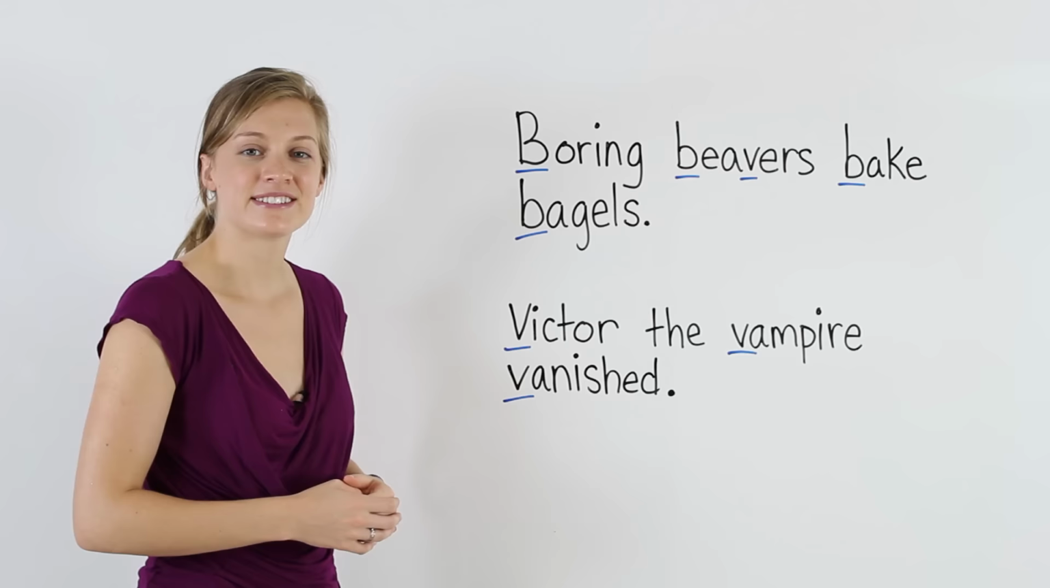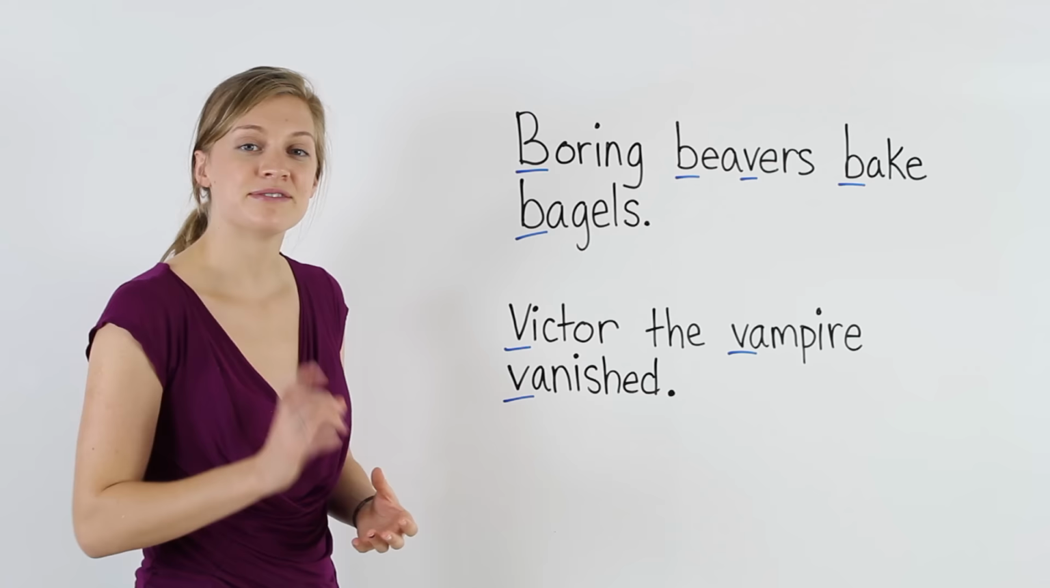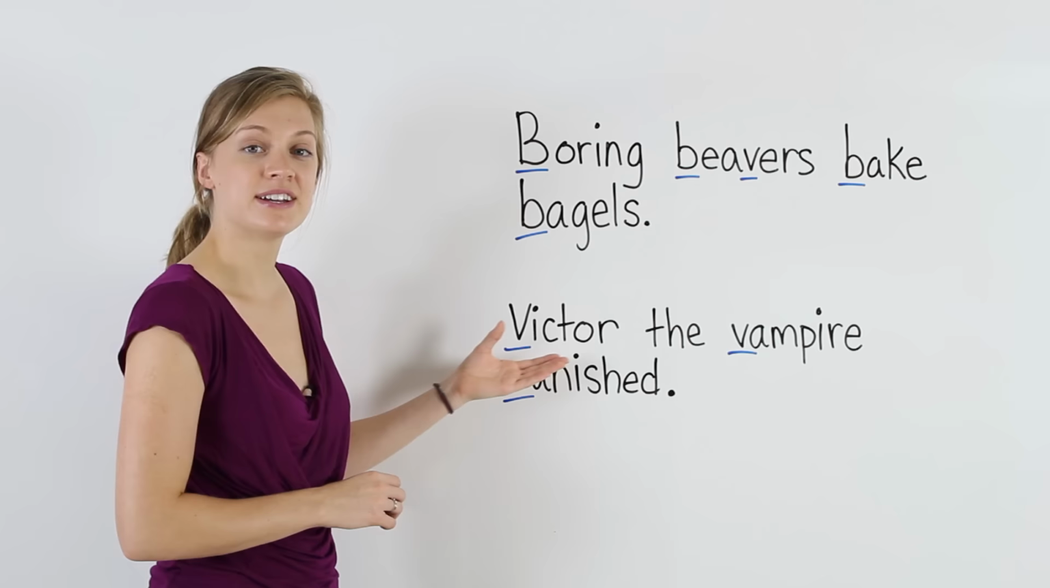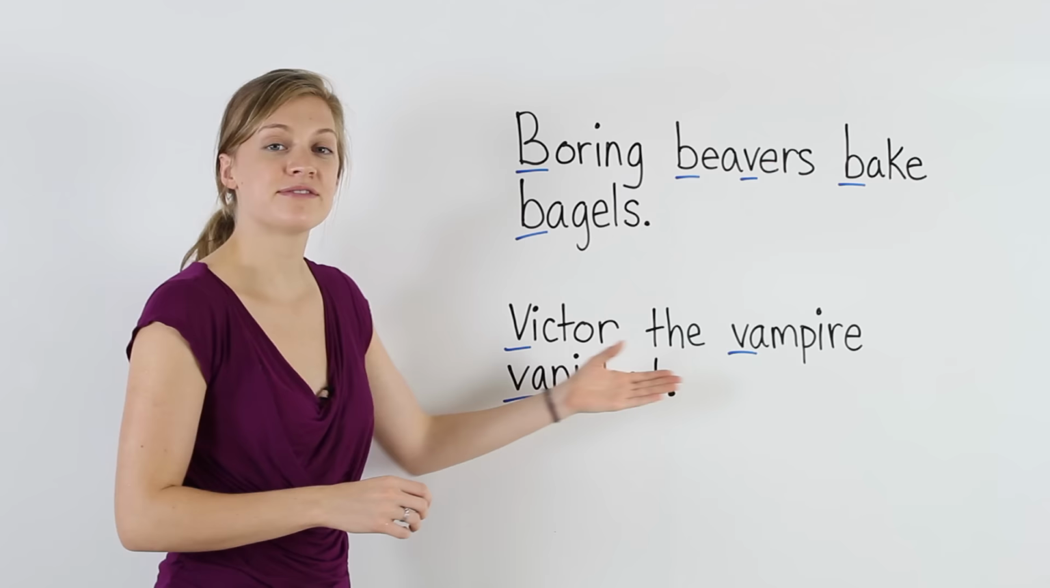Let's move on to the next sentence with the V sound, va. Victor the vampire vanished. Now repeat after me, very, very slowly. Victor, the vampire vanished. Now let's say it all together a little bit faster. Victor, the vampire vanished. Now you try. I bet you did well.